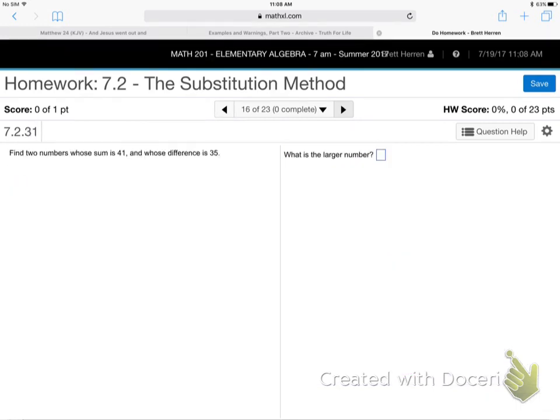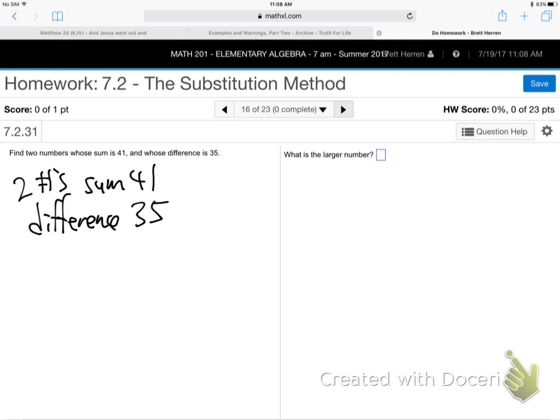Find two numbers whose sum is 41. So, two numbers, sum 41, difference 35. Okay, let me let you try. Just use x and y again. Be good. Use x and y.